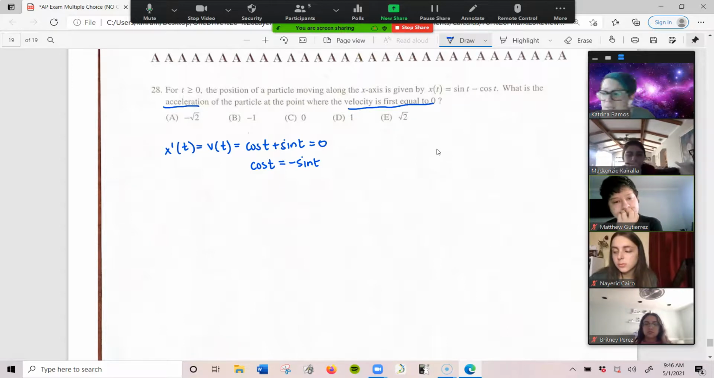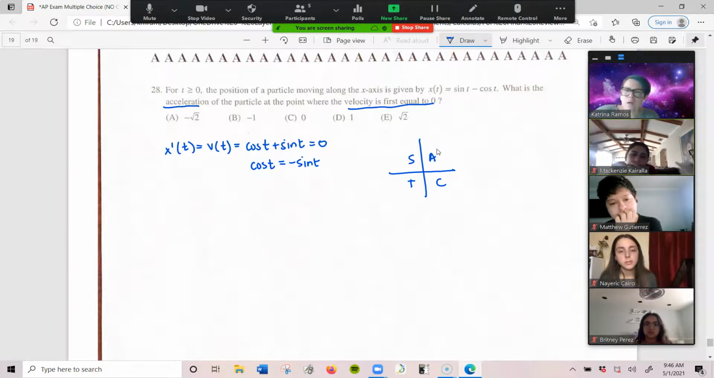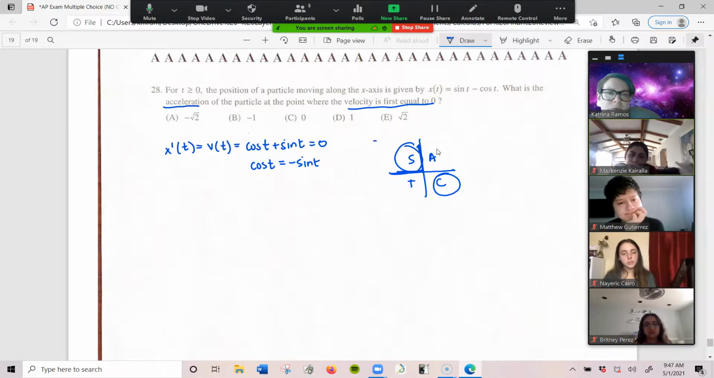Pi over 4, exactly. But remember, we want either pi over 4 here or here. And why am I using these two? Because here cosine is negative and sine is positive. They need to be opposing signs because one is positive and one is negative. Do you get what I mean by that? So this is the angle on this quadrant, it would be 3 pi over 4.